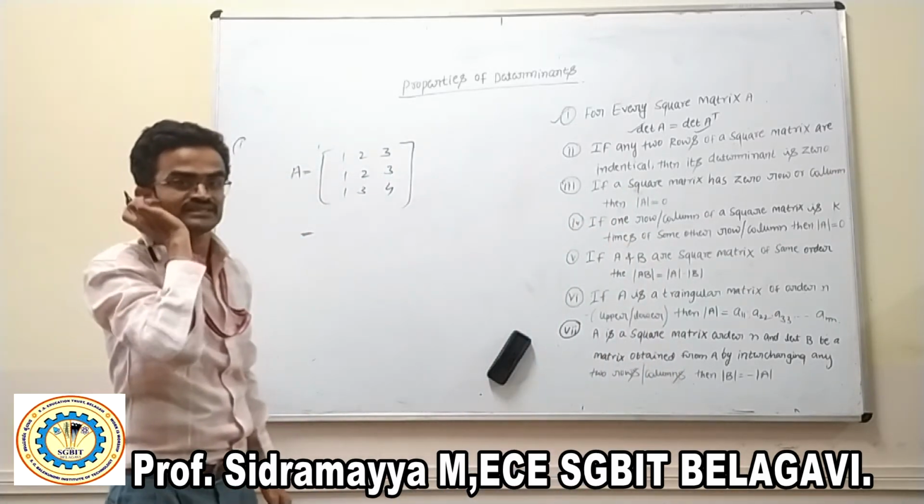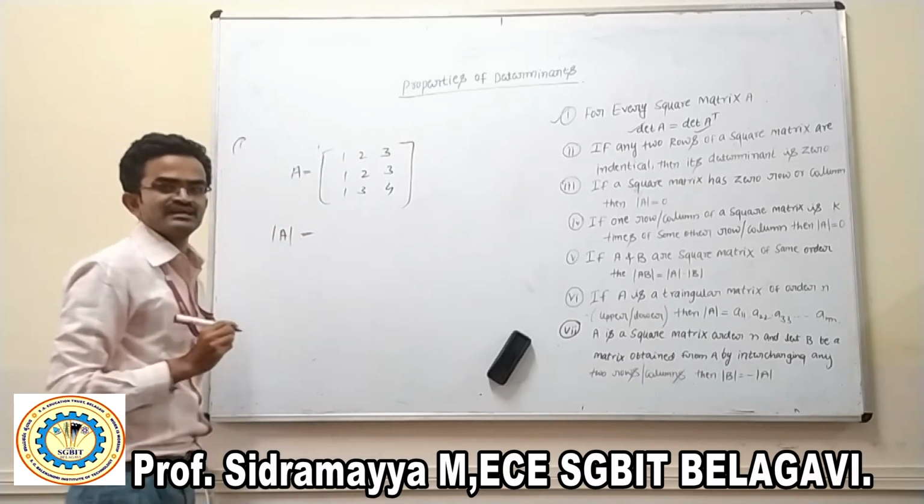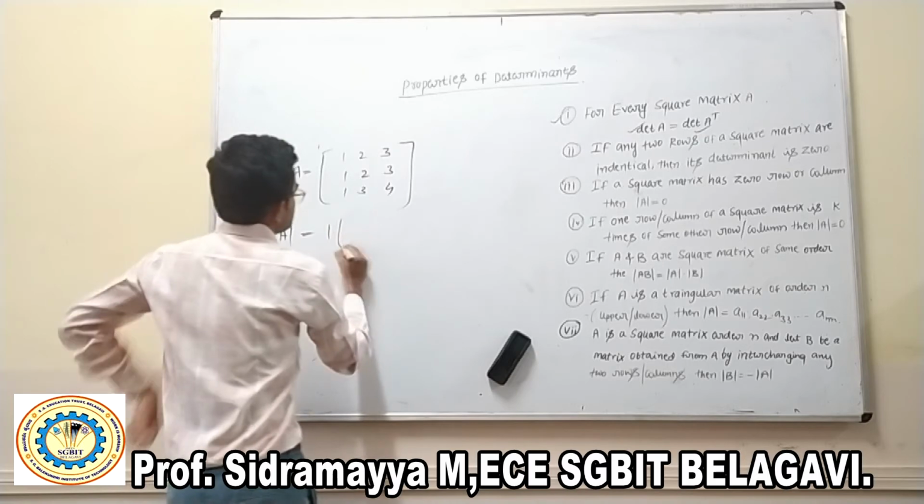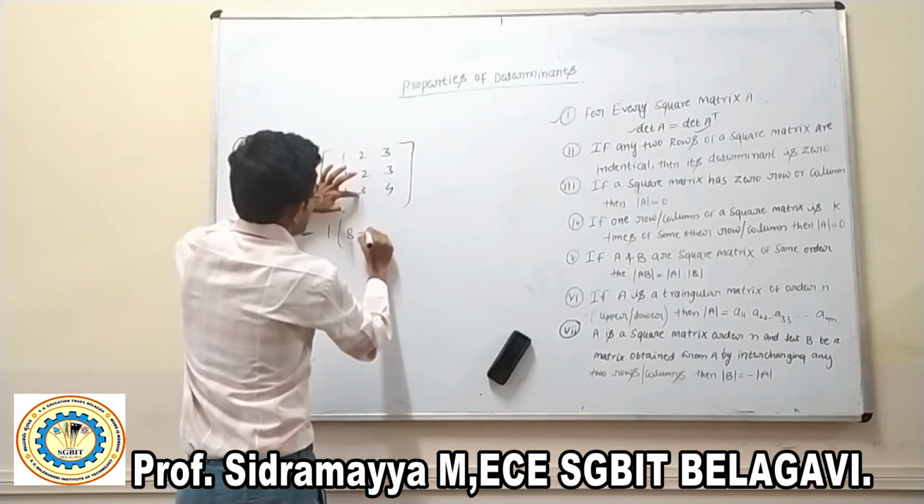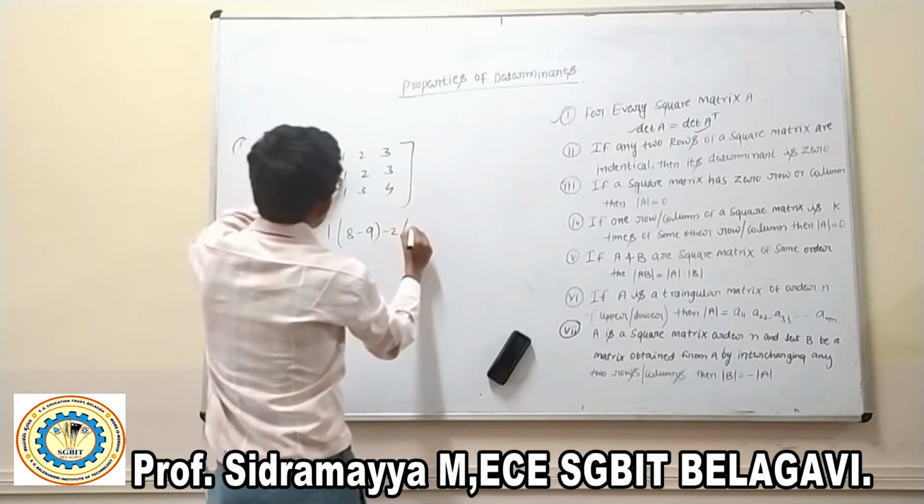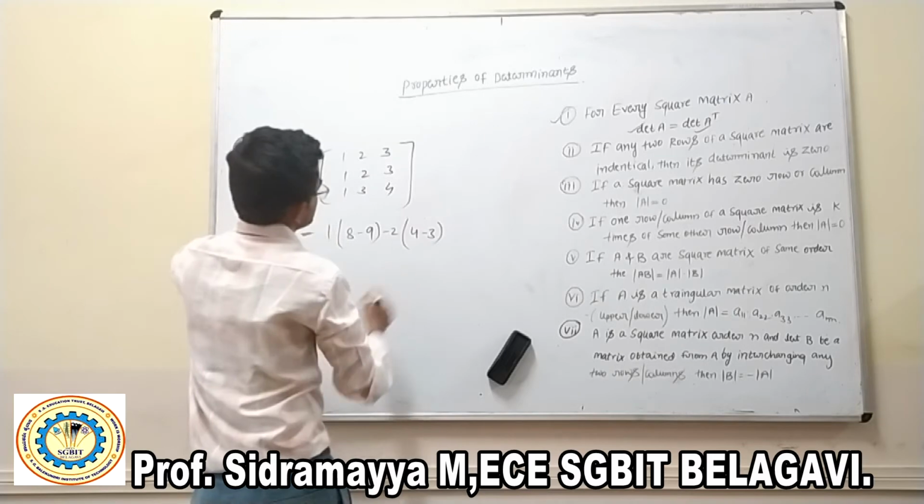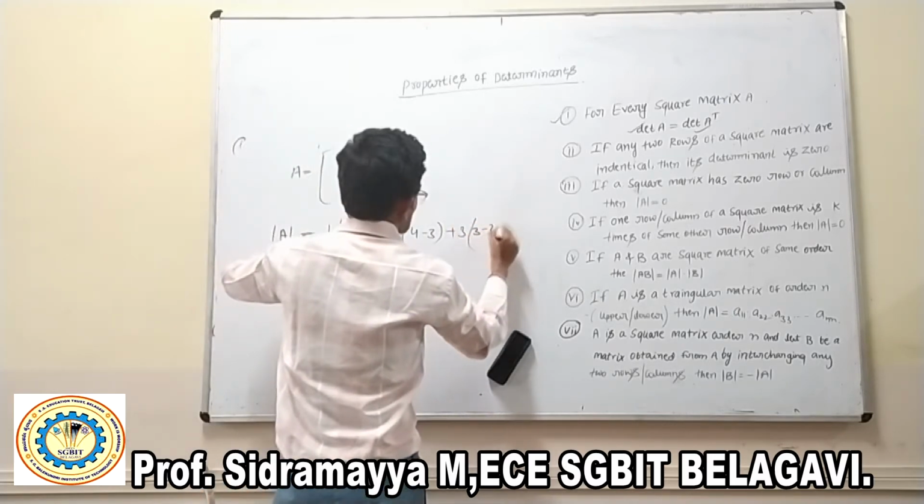Then only it satisfies that property. Okay, let's calculate the determinant for this matrix A. So 1 into 8 minus 9, so minus 2, 4 minus 3, so plus 3, 3 minus 2.